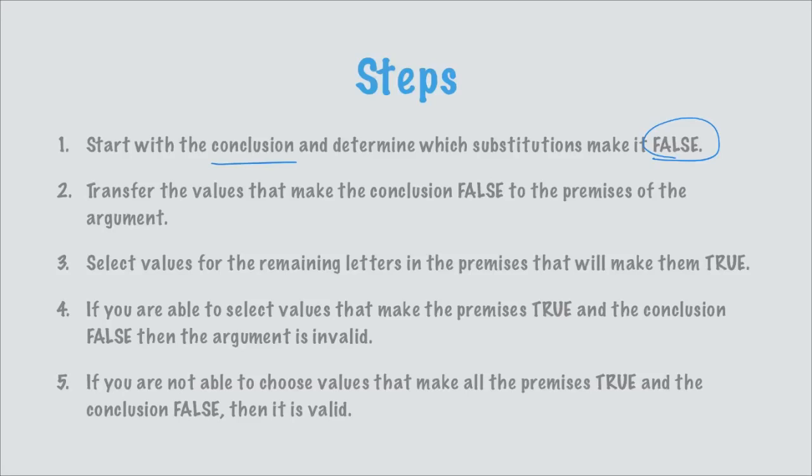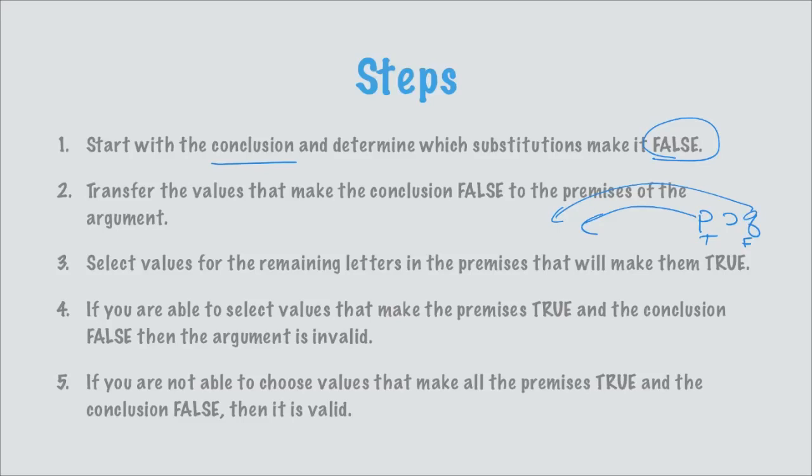If I have a conclusion that's just something simple like Q, and I know that P is true and Q is false, then I have to substitute those values for any P or Q that show up in any of the premises. So I have to be consistent. If I make P true and Q false in the conclusion, then anytime I see a P or Q in that same row, the P's are true and the Q's are false.